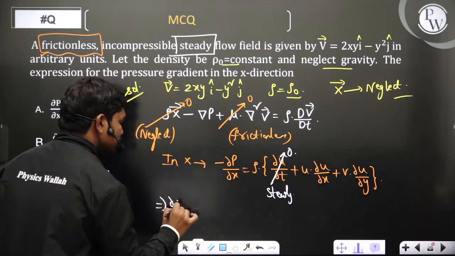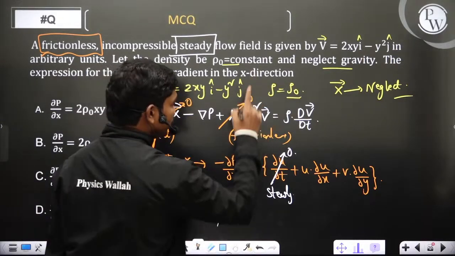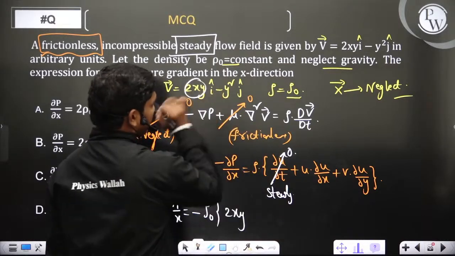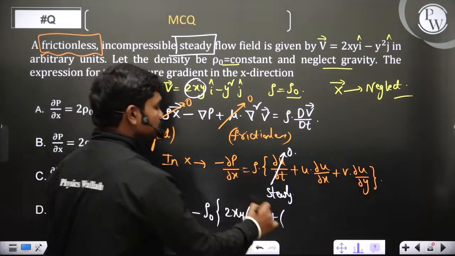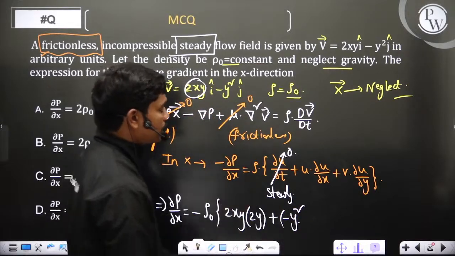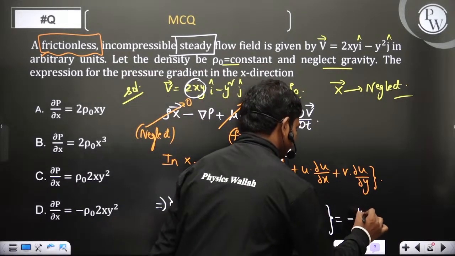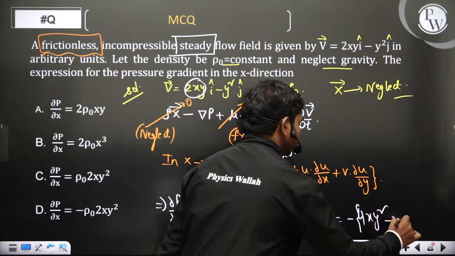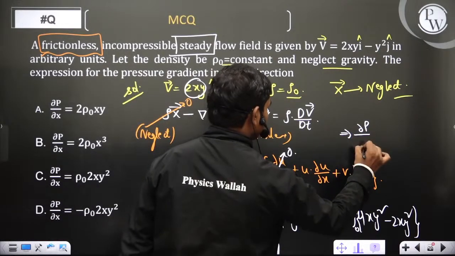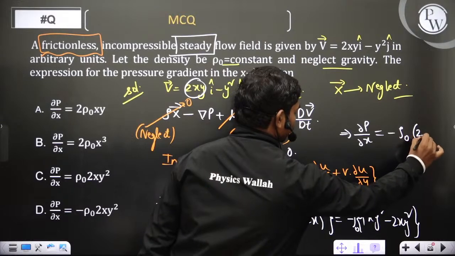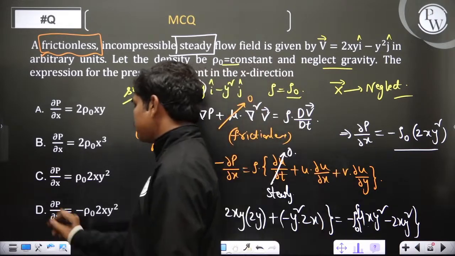So dou p by dou x is equal to minus rho naught times u into dou u by dou x. U, the x component of velocity, is 2xy, and dou u by dou x is 2y, plus v, which is minus y square, into dou u by dou y, which is 2x. So this is 4xy square minus 2xy square, times rho naught. So dou p by dou x is equal to minus rho naught times 2xy square, since 4 minus 2 is 2, which is option D.